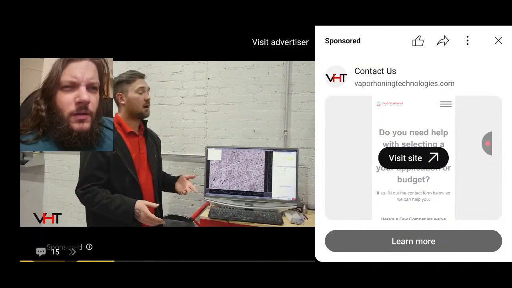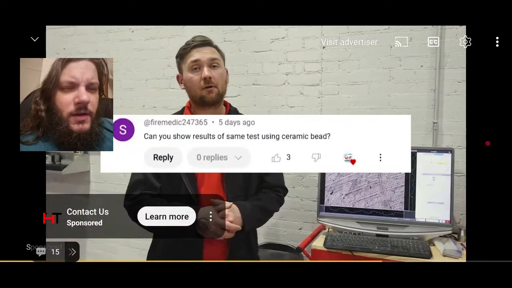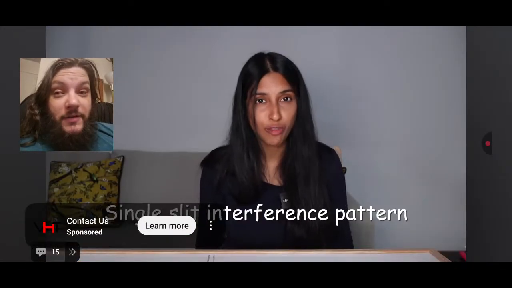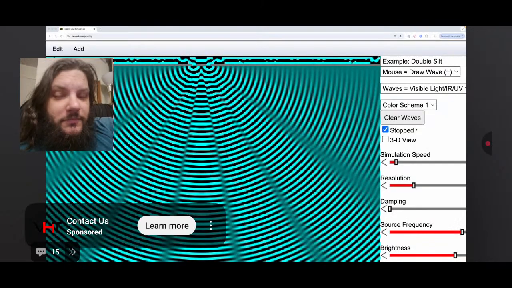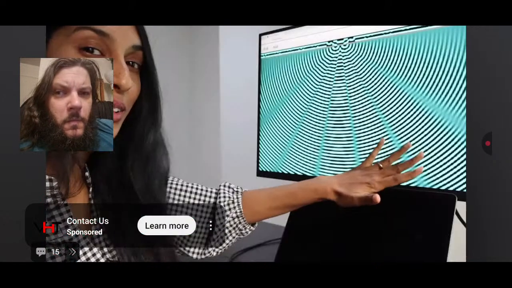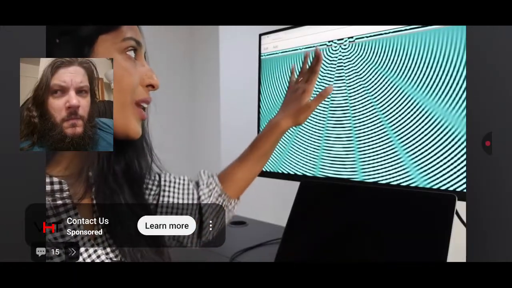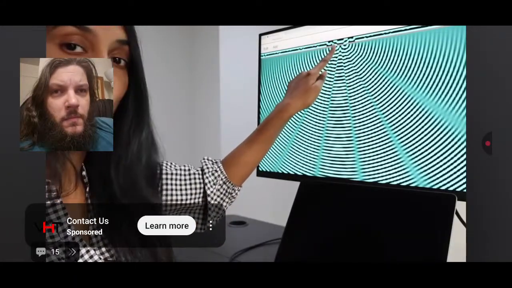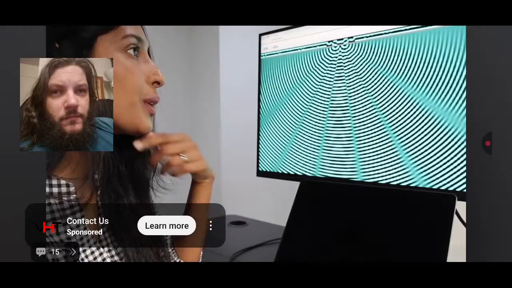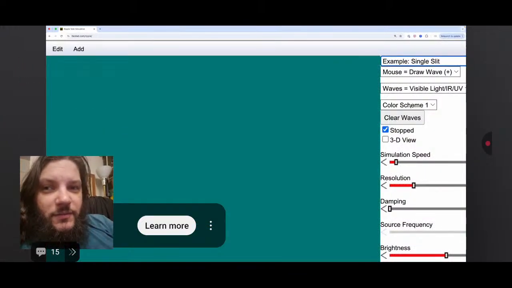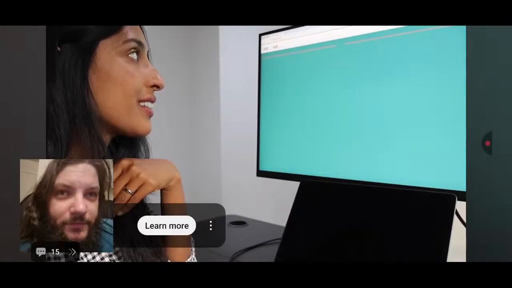Let me show you. Today we are responding to a comment we got on our YouTube channel. So this is what the interference pattern looked like with the 2 slits here. But what happens if we take that away and instead just have 1 slit? So here I can change this from double slit to single slit, and let's see what happens.